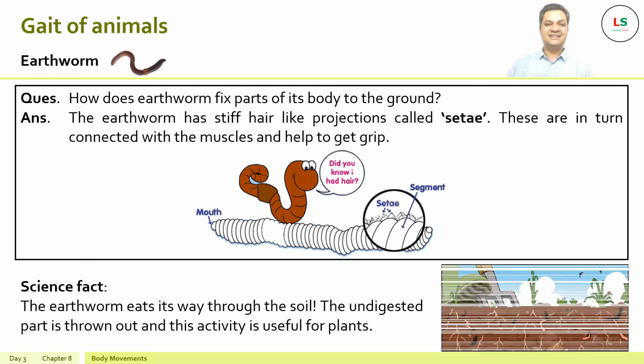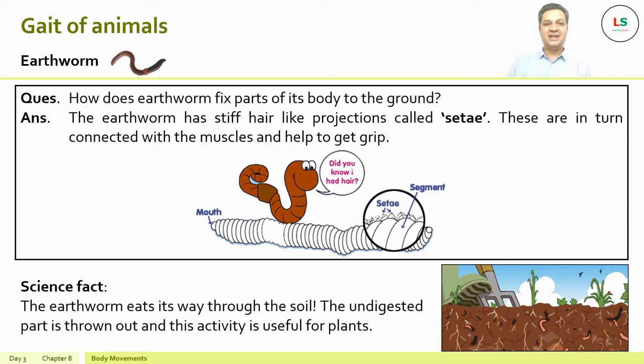Now a science fact. The earthworm eats its way through the soil. The undigested part is thrown out and this activity is useful for the plants. The tiny lumps which we see on the soil are called earthworm castings. It basically is earthworm poop.